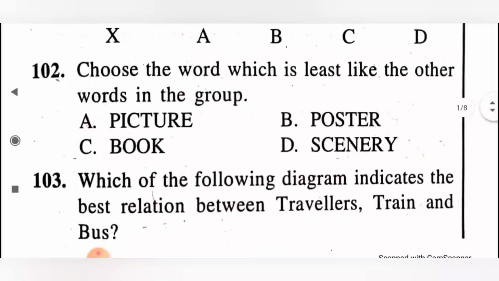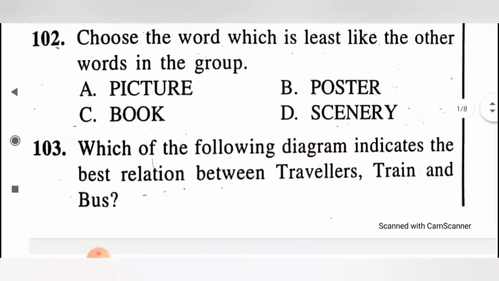102. Choose the word which is least like the other words in the group, which is we have to choose the odd one out. A. Picture, B. Poster, C. Book, D. Scenery. The odd one out is book, because you can find picture, poster, scenery all inside a book. So the odd one out is book, option C.